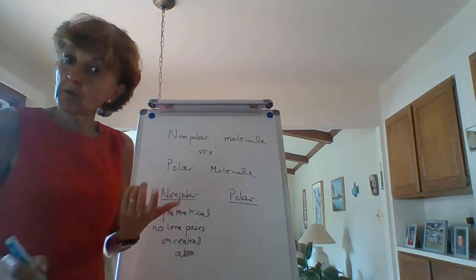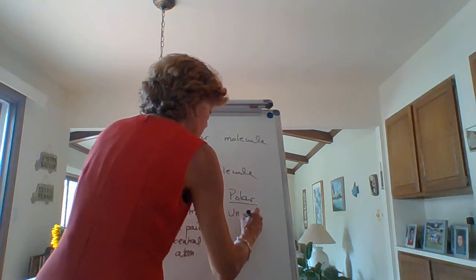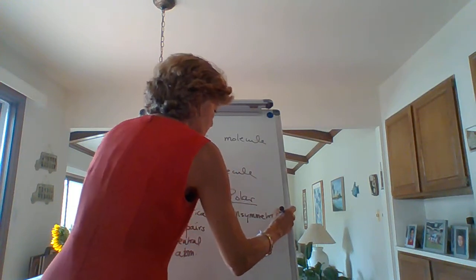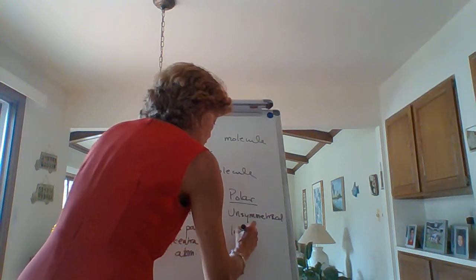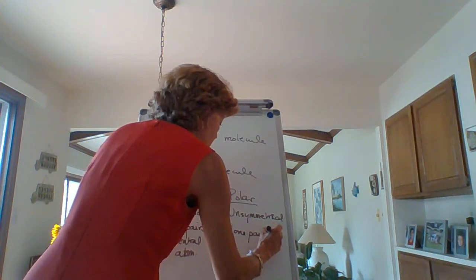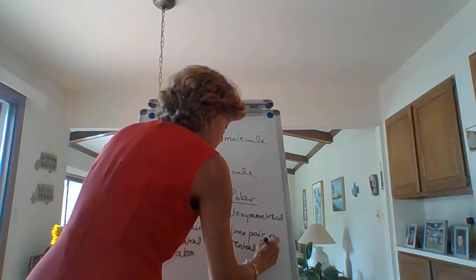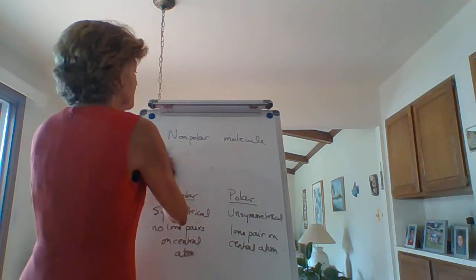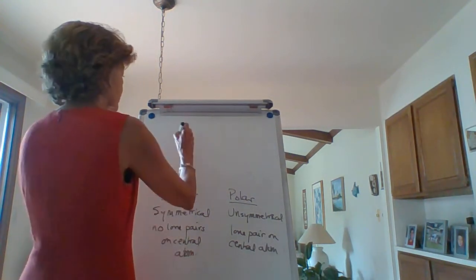Well, what about a polar molecule? A polar molecule tends to be unsymmetrical. Or you tend to see a lone pair on the central atom. All right, so I'm going to put a couple of molecules up here for you, and let's try to use this to figure it out.